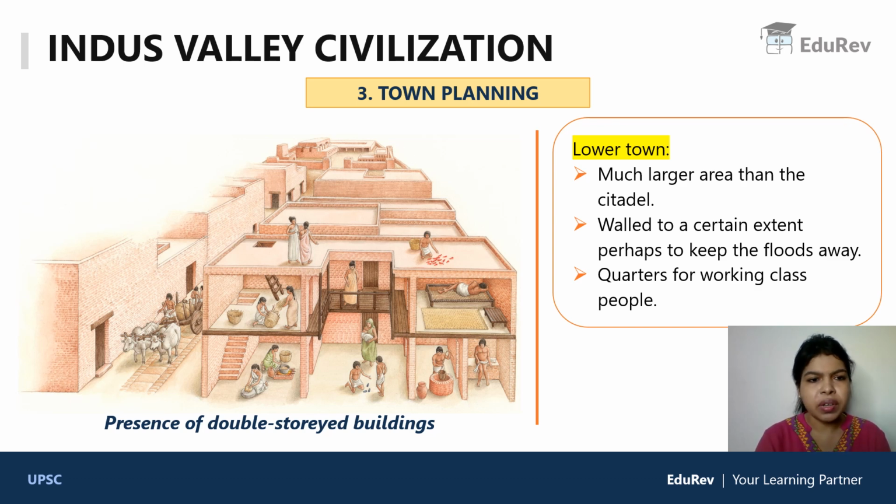Another thing that is observed, take a look at the picture. Here we have the presence of double-storied buildings. When you observe the excavation, some staircases are found. This made the archaeologists think that these lower town buildings might have been double-storied because of the presence of staircases. So that is why we say that there is a presence of double-storied buildings.